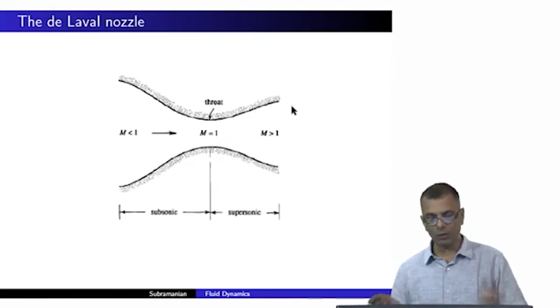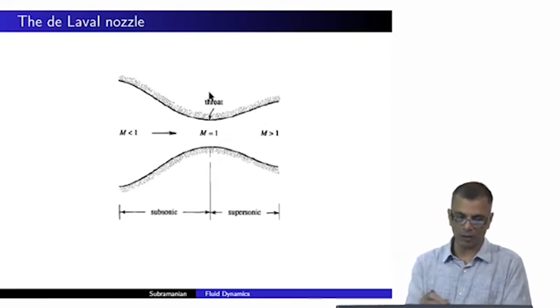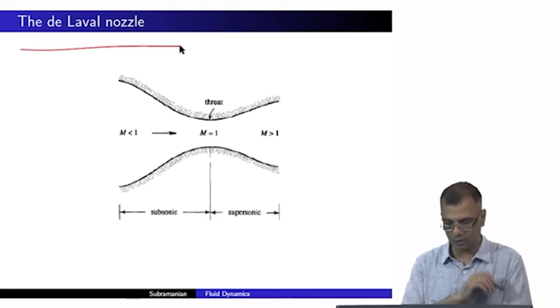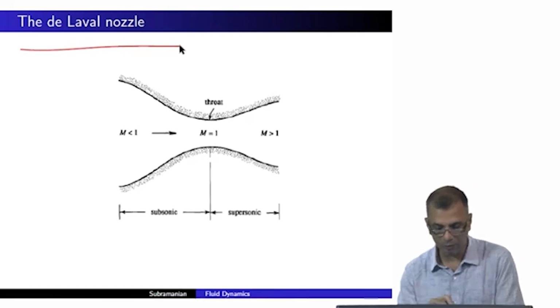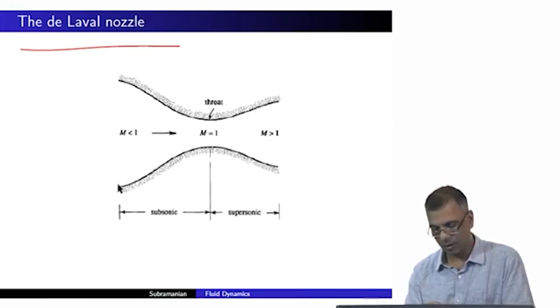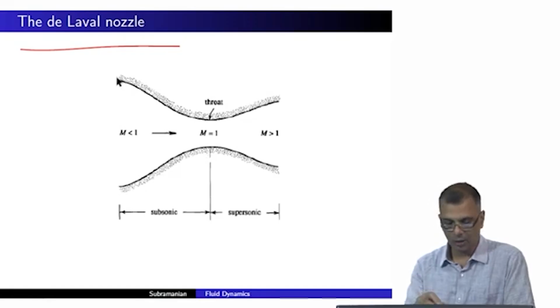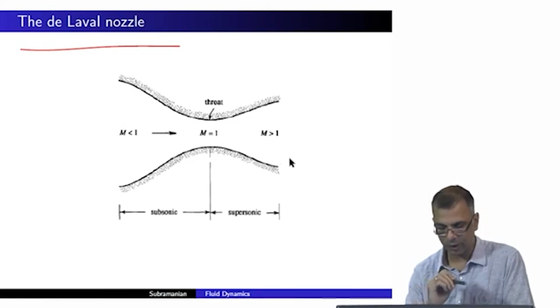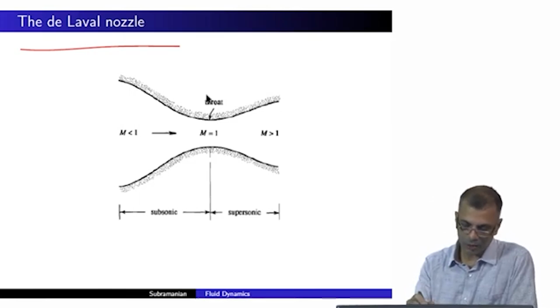Finally, putting these two things together, this is what's normally called the de Laval nozzle. So what you have is a pipe whose cross-sectional area is decreasing here until it reaches a throat, and then it increases.